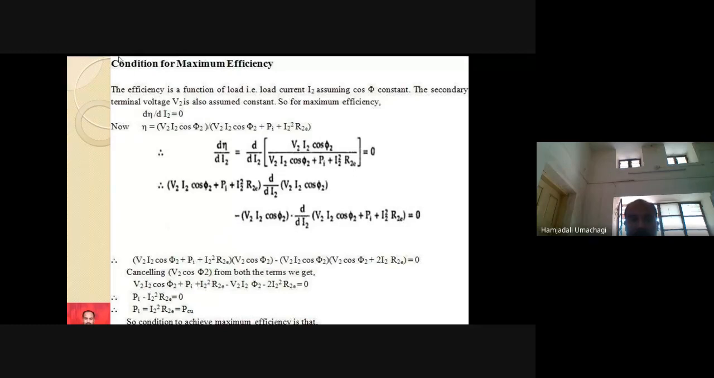To get the maximum efficiency, after deriving the output by input, if I differentiate the efficiency equation with respect to secondary current I2, keeping other parameters constant and equating to 0, then after solving, finally we get the condition Pi equals I2 square R2E. Pi is nothing but iron loss. I2 square R means what? Copper loss.